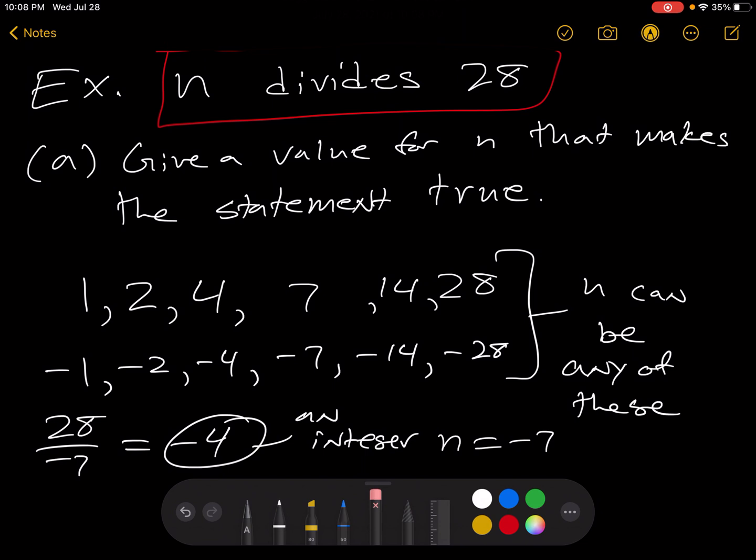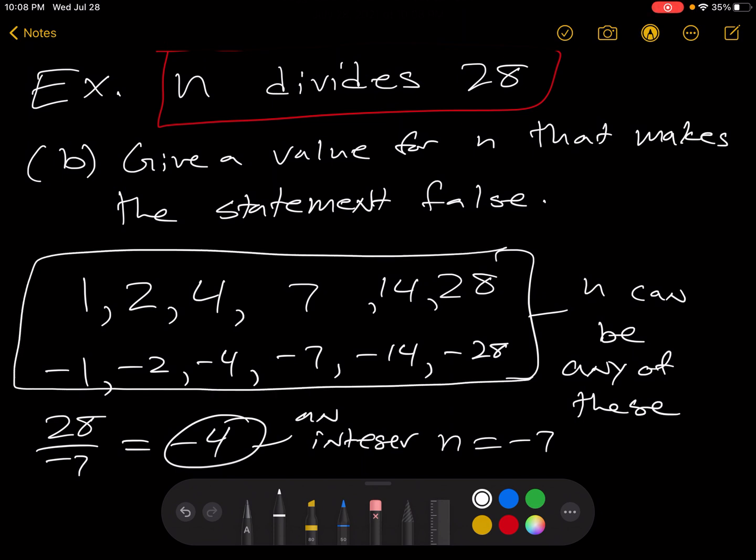All right, so now in part B, you want to give a value for n that makes the statement false. So here I've exhausted all possibilities. I have all of the 12 possible values for n that make this statement true. So we just have to pick an n that makes the statement false. So we just have to pick an n that's not in this box right here.